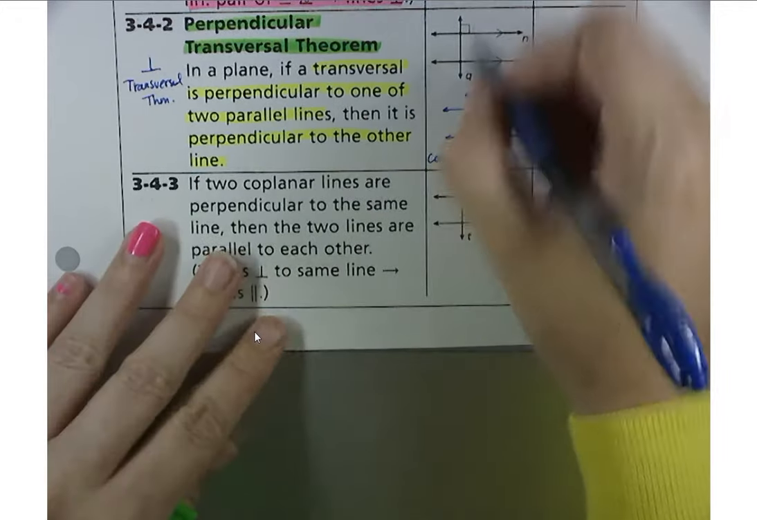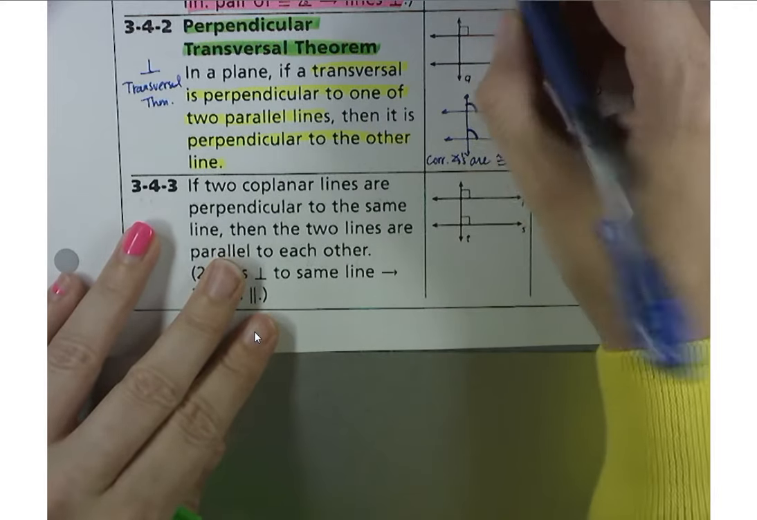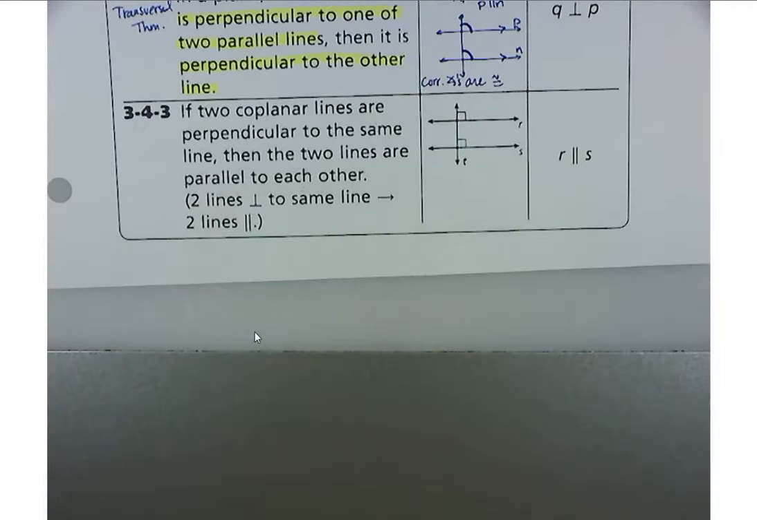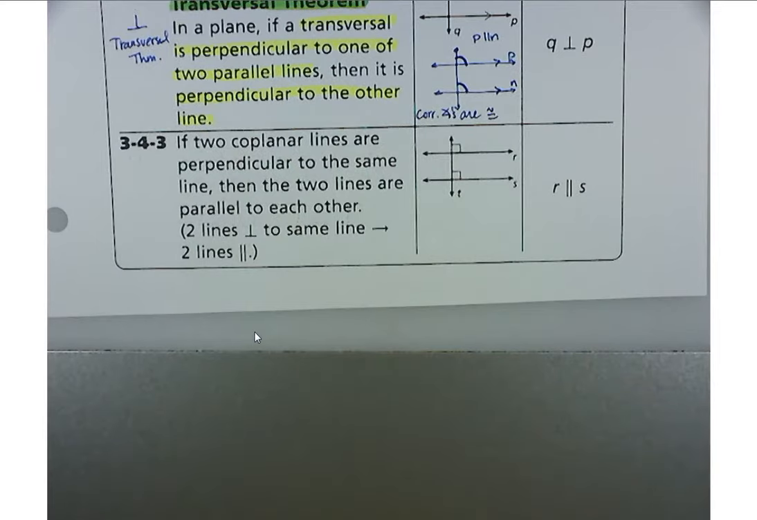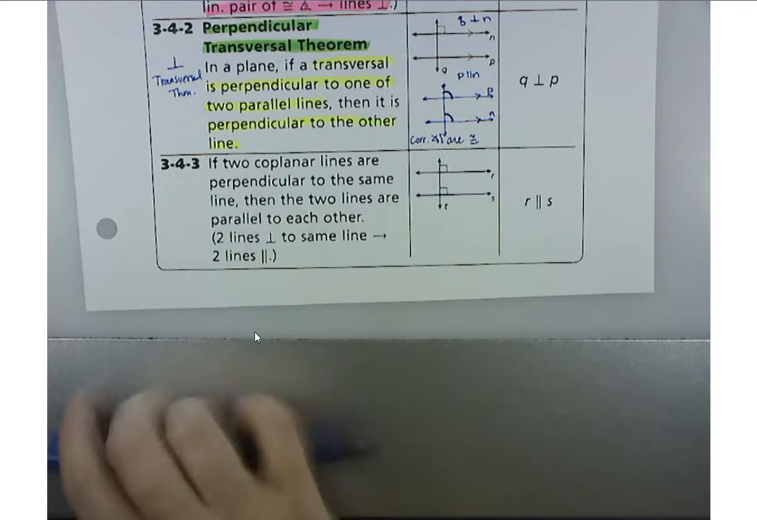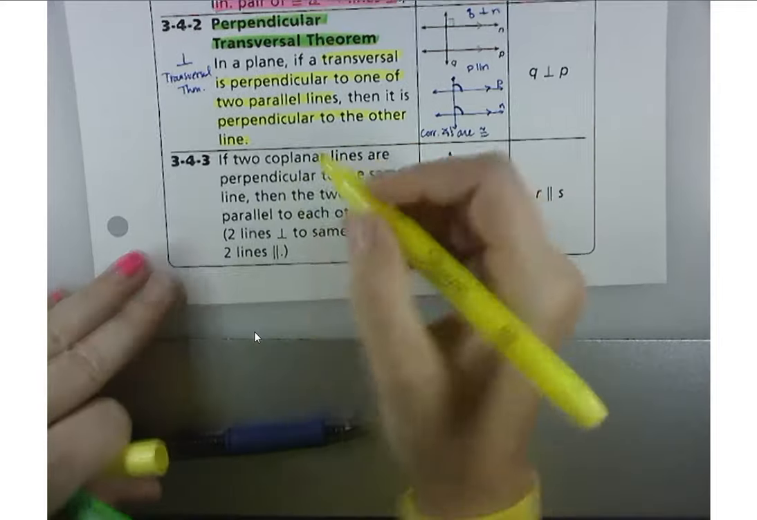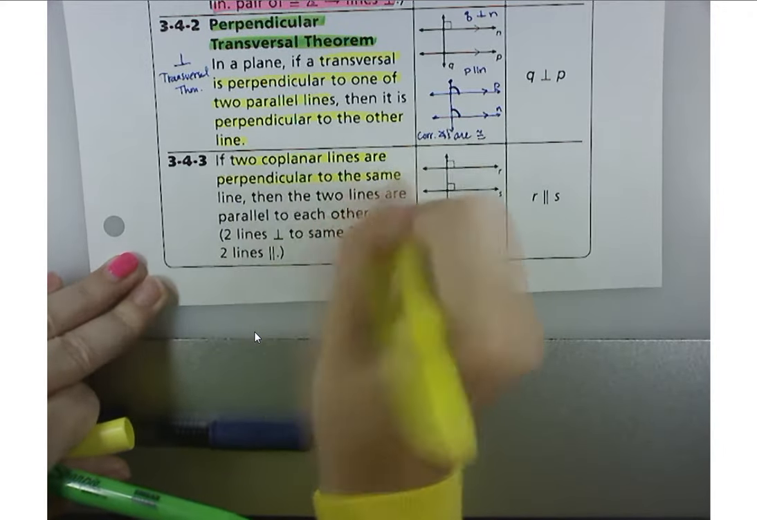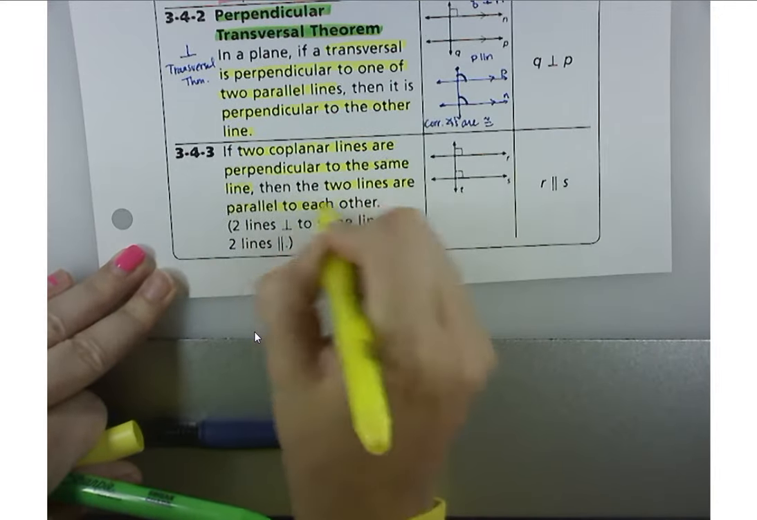Okay, so you would have already that Q is perpendicular to N, and then your conclusion would be that Q is perpendicular to P. And if it's a 90-degree angle, then it's going to form perpendicular lines. All right, let's look at the last one. If two coplanar lines are perpendicular to the same line, then the two lines are parallel to each other.